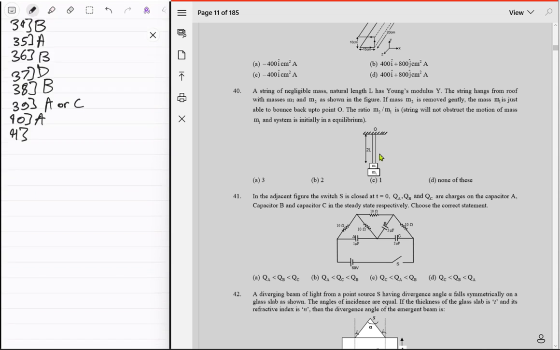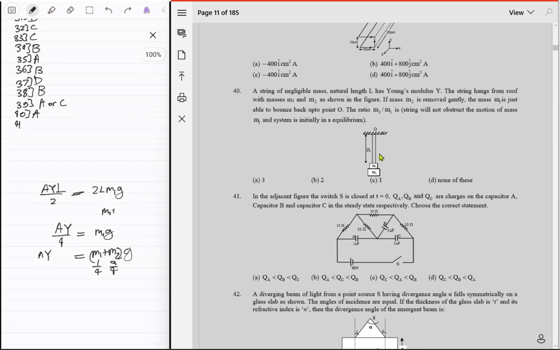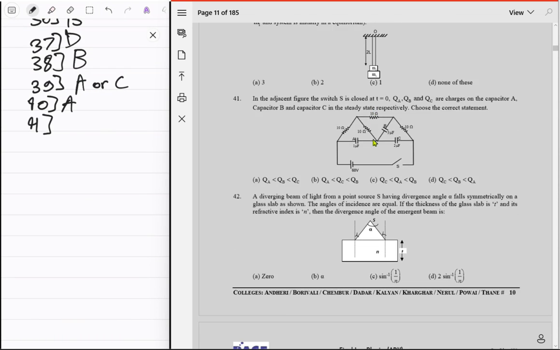41 is, but यार ये क्या हो रहा है? Okay, 41. 41 is in the adjacent figure thus which S is close at equal to 0. QA, QB, QC charges on capacitor ABC. Steady state. Okay. Choose the correct statement. तो steady state में है ना? Okay, 1 microfarad, 2 microfarad.